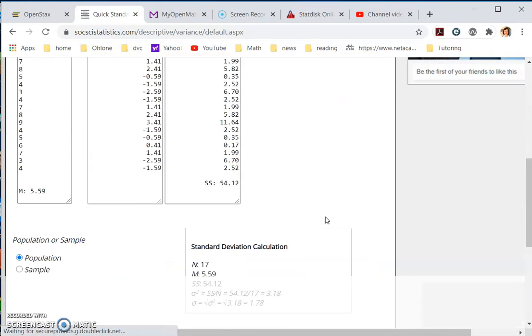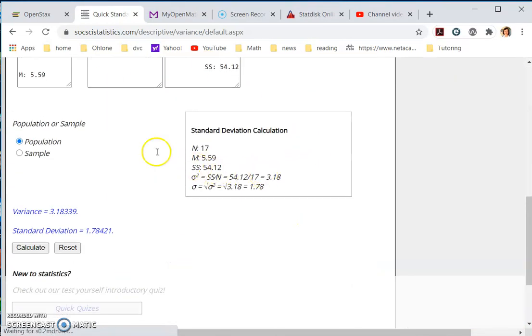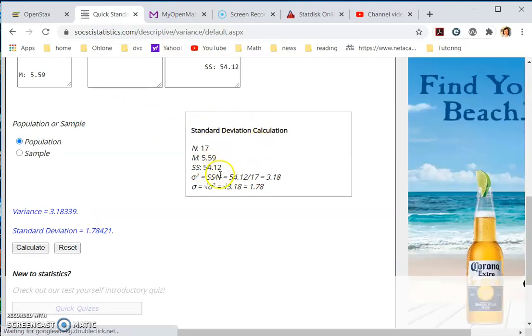They do all the calculation for you, and here is the number. Sigma, it's called sigma, it's not called S anymore. Variance is 3.183, and the population standard deviation is 1.78. The symbols are sigma and sigma squared.